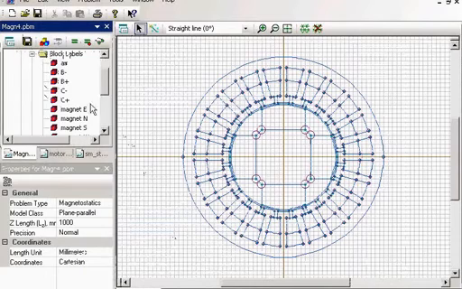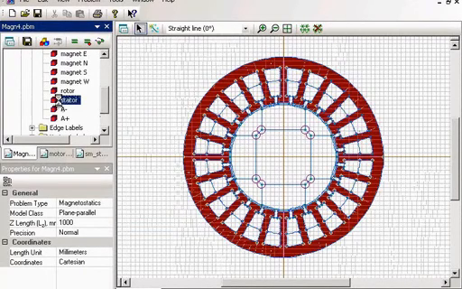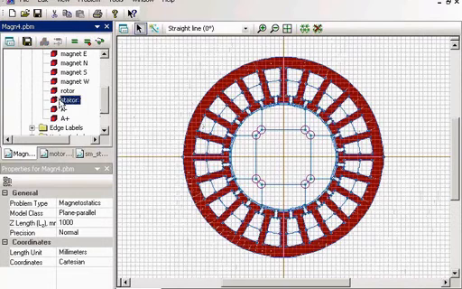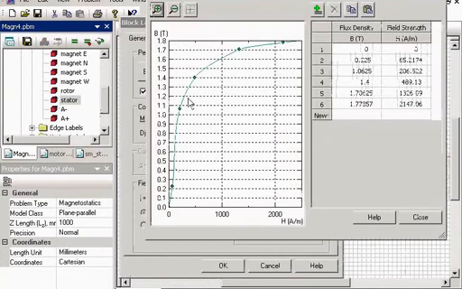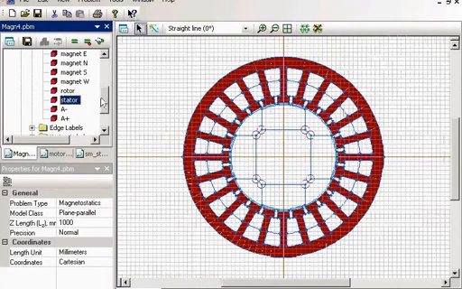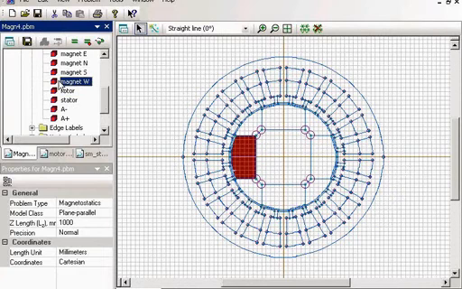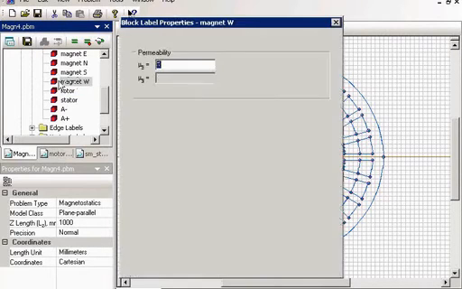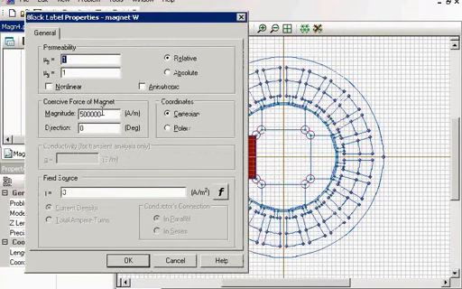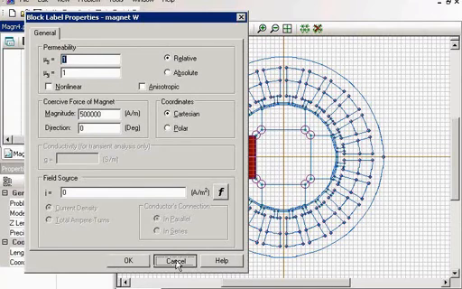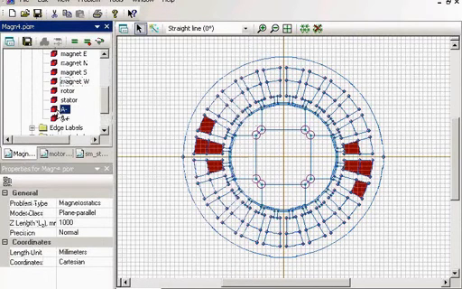I have the stator and the BH curve for the stator. It's a magnetic problem. I have the rotor and the permanent magnets attached to the rotor. And for the magnets, I have the coercive force. And I have the three-phase winding. This is the static problem.